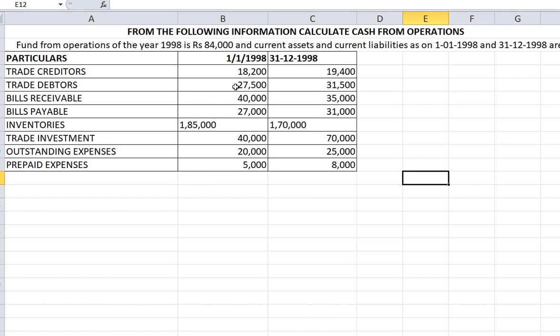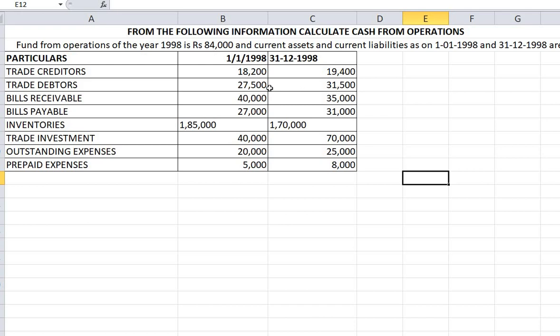Trade debtors is 27,500 and 31,500. Bills receivable is 40,000 and 35,000. Bills payable is 27,000 and 31,000. Inventories is 1,85,000 and 1,70,000. And trade investment is 40,000 and 70,000. Outstanding expenses is 20,000 and 25,000. Prepaid expenses is 5,000 and 8,000.